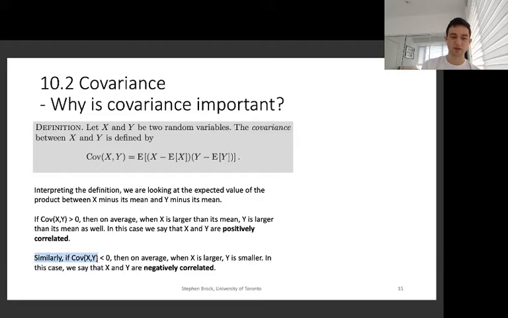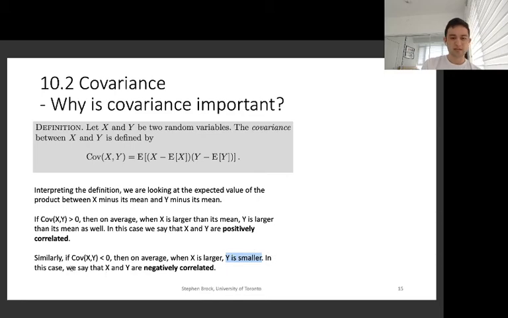All right, similarly, if the covariance of xy is less than 0, then on average, when x is larger, y is smaller, right? And what that means is that when x is larger than its mean, that means that x minus expected value of x is positive, and then we have y minus expected value of y should be negative because the covariance is less than 0.